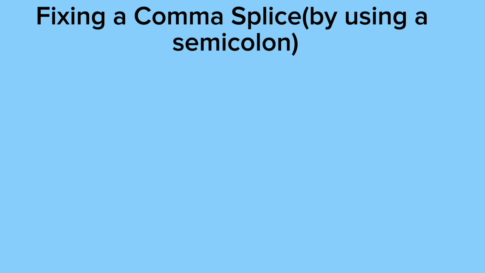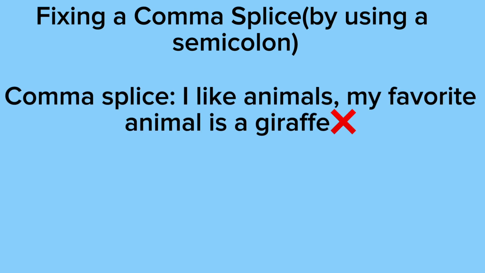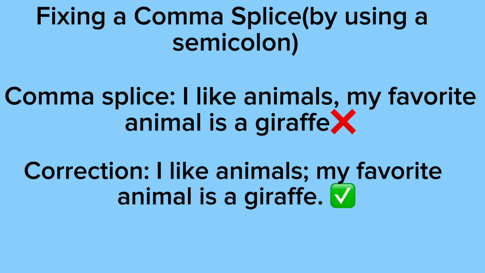Fixing a comma splice by using a semicolon. As you can see, our incorrect example says, "I like animals, my favorite animal is a giraffe." The comma isn't supposed to be there, so the correct way of saying this would be, "I like animals; my favorite animal is a giraffe." As you can see, the semicolon is being used to separate two similar ideas, but they're both different sentences.